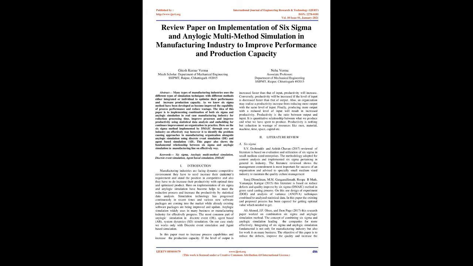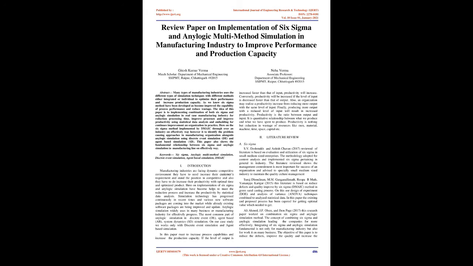If the level of output is increased faster than that of input, productivity will increase. Conversely, productivity will be increased if the level of input is decreased faster than that of output. Also, an organization may realize a productivity increase from producing more output with the same level of input. Finally, producing more output with a reduced level of input will result in increased productivity.